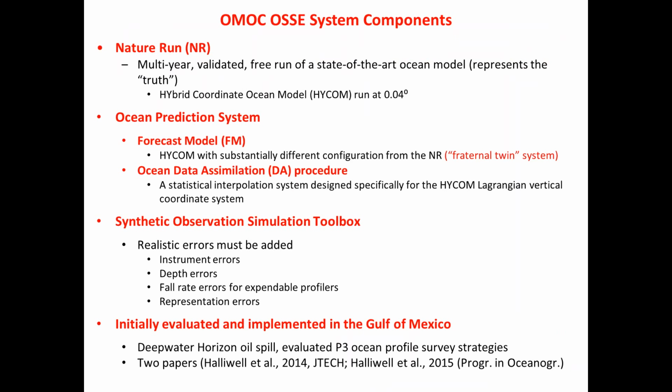In case anybody's not familiar, the key OSSI system components involve a nature run, a multi-year validated free run using a state-of-the-art ocean model, which represents the truth. In this case, we use a HYCOM model run at 0.04 degree resolution. Then the system has its ocean prediction system consisting of the forecast ocean model, which has to be different from the nature run model. In our case, it's a fraternal twin system using HYCOM with a substantially different configuration from the nature run and also run at lower resolution.